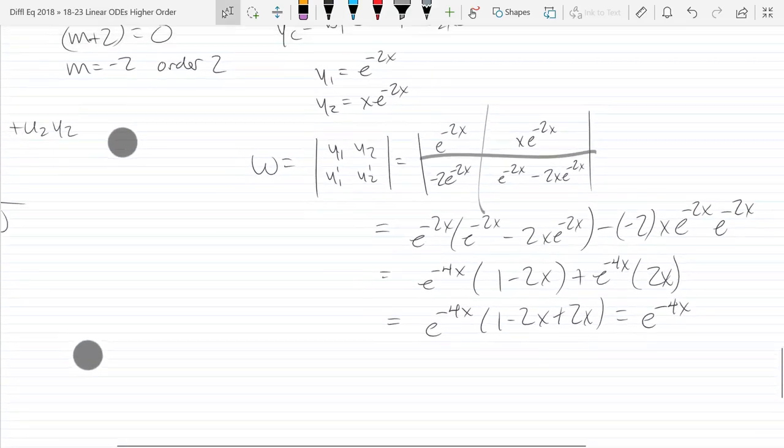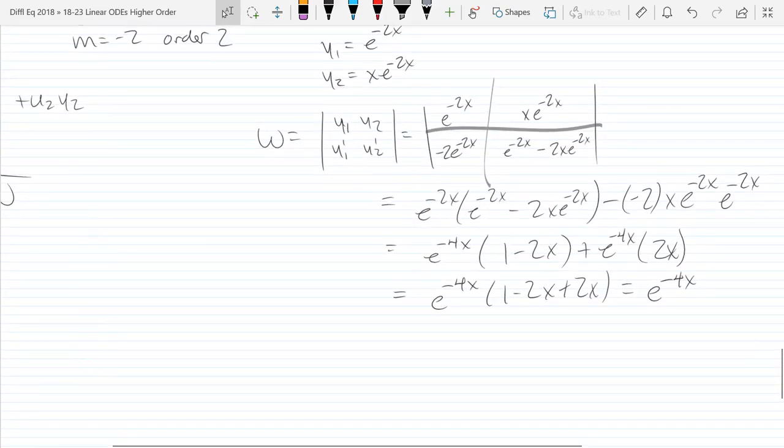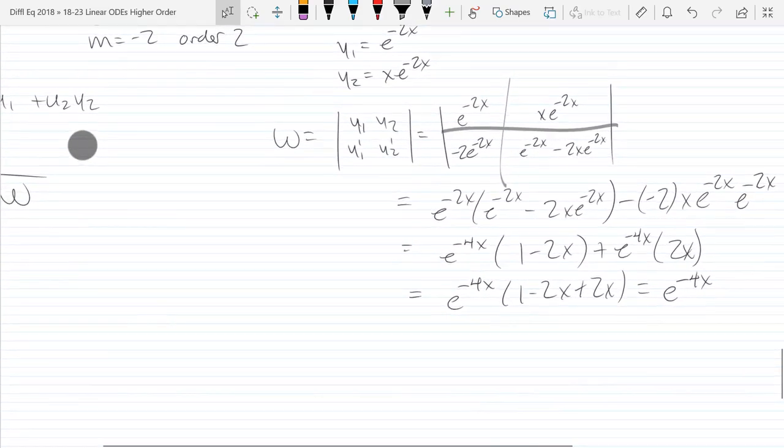Wronskian is just e to the minus 4x. Any questions on that determinant? That simplification was kind of tricky. So what I'm going to do now, we're going to replace column 1 with the constant column.